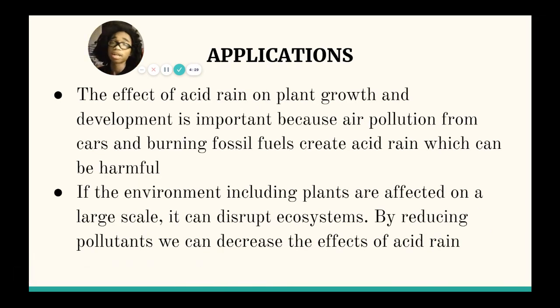The effect of acid rain on plant growth and development is important because air pollution from cars and burning fossil fuels creates acid rain, which can be harmful. If the environment, including plants, is affected on a large scale, it can disrupt ecosystems. By reducing pollutants, we can decrease the effects of acid rain.